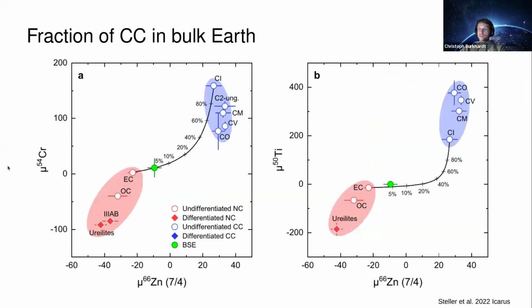Okay, when we combine this, now the zinc as a volatile and the chromium or titanium as non-volatile elements, then we can make the Earth out of a mixture of enstatite chondrite-like material isotopically and 5% CI-like material.